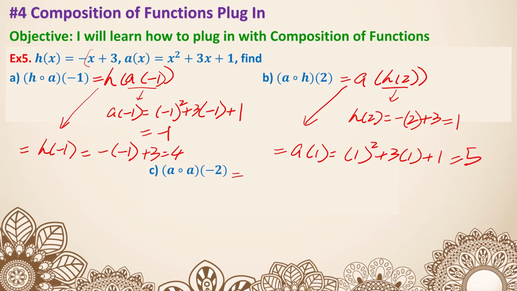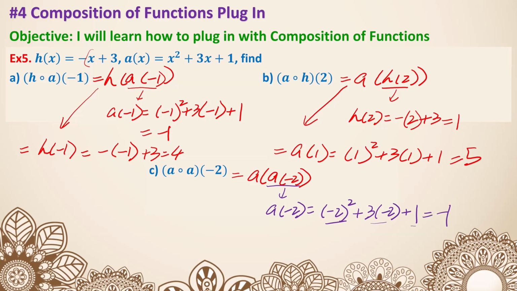And then the last one we have is a of a of -2. Oh, that just means we're focusing on the function a all the time. So first, a of -2, plug it in. -2 squared plus 3 times -2 plus 1. So that's a 4. Minus 6 is -2, plus 1 is a -1. I'm going to do a again, so it's a of -1. -1 squared plus 3 times -1 plus 1. That's a 1 minus 3 plus 1. It's a -1. There you go.